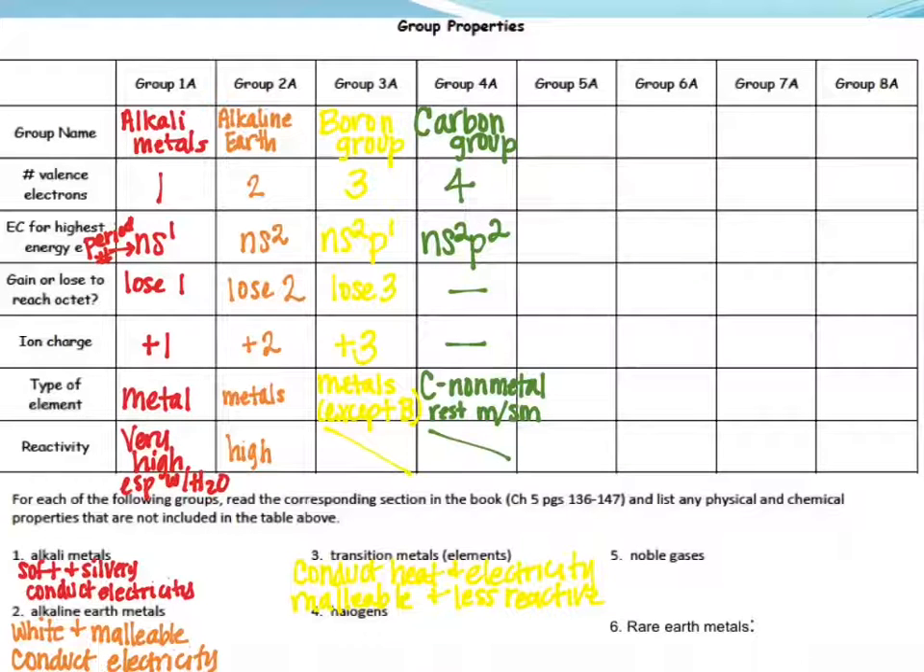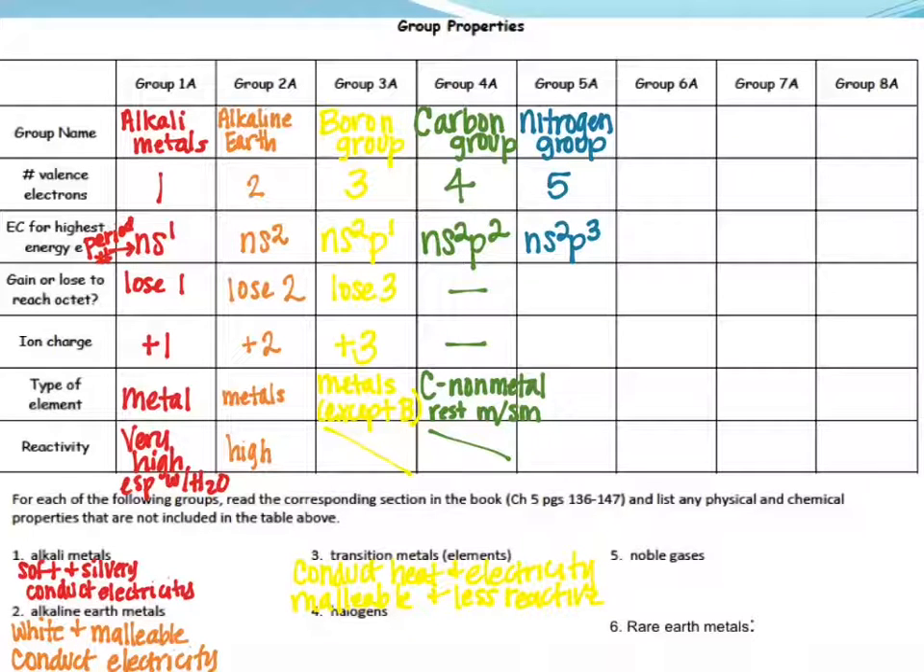What do you think, group 5A? Are we seeing a pattern here? Patterns, trends. Group 5A's name is going to be the nitrogen group. How many valence electrons? 5. Highest electron configuration? ns2p3.